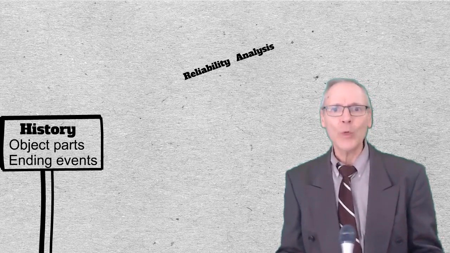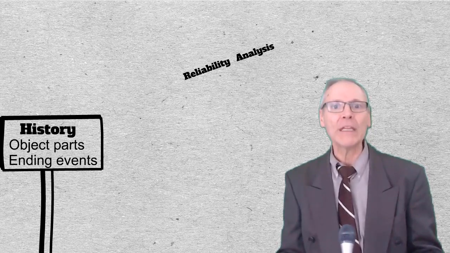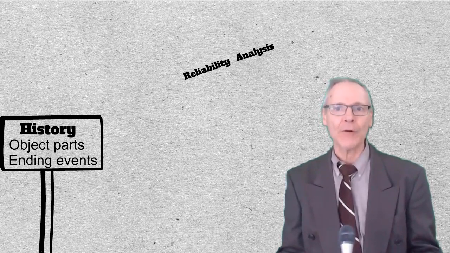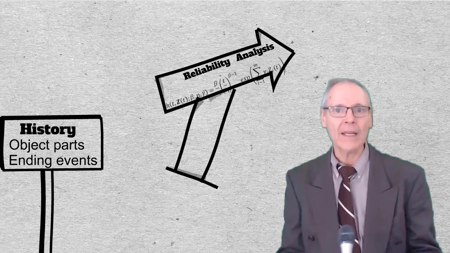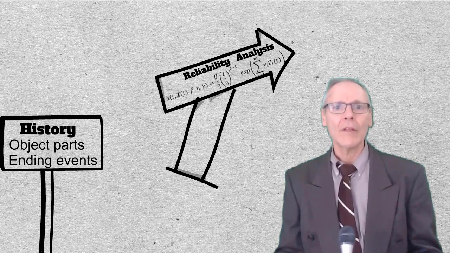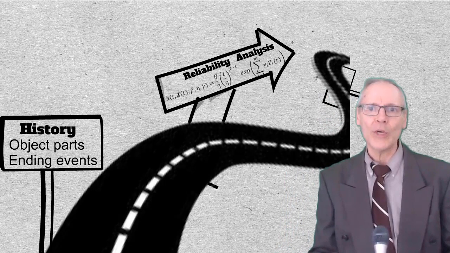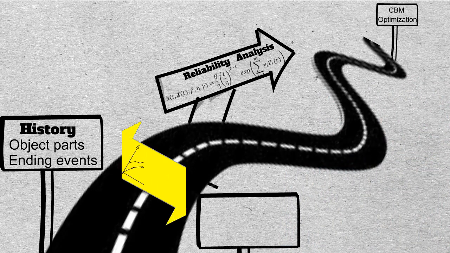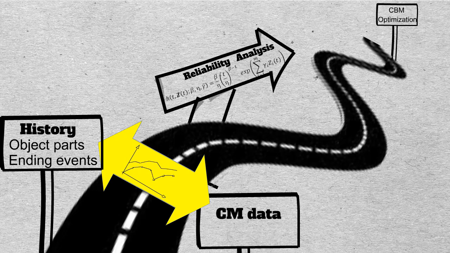In this video, we'll look at a new type of data entry form that can fill the reliability gap. It will ensure the transfer of analysis-grade data suitable for reliability analysis into the maintenance historical database. The largely untraveled road to condition-based maintenance optimization depends on correlating failure mode history with condition monitoring data.